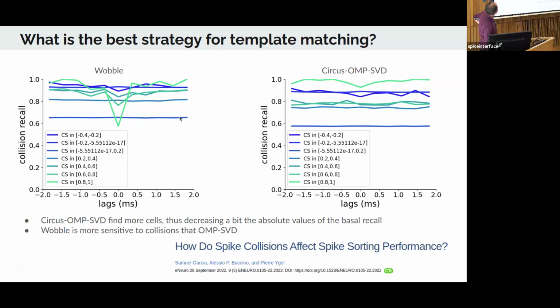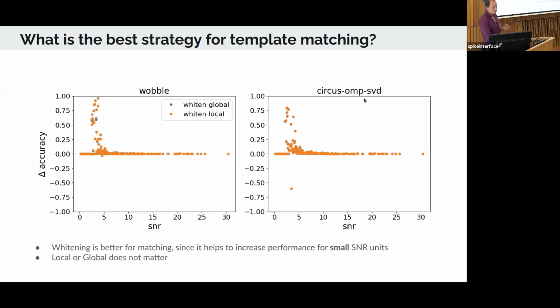So Wobble will be really good at finding colliding spikes if the templates are different. If the templates start to be really similar, you'll see a dip here. And this dip means that Wobble will miss spikes that are synchronous coming from similar templates, because the way it's built, it's an approximation of a template matching step. Circus SVD, on the other hand, is much better. Those flat curves say that even if the templates are similar at 0 time lag, it will resolve the collision properly. But at least now, we can benchmark all of this.